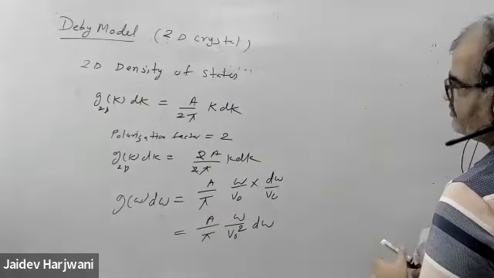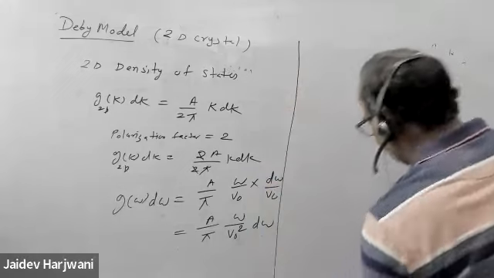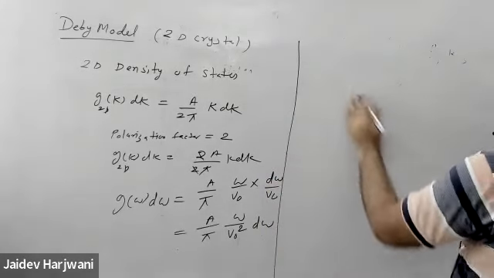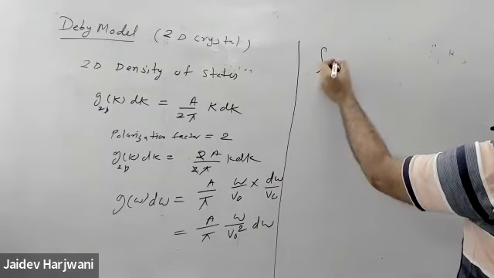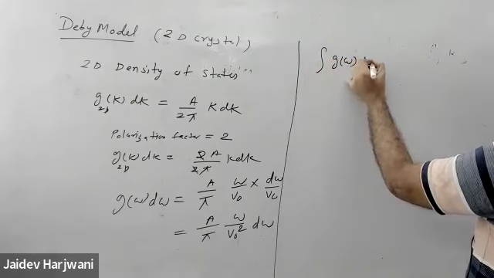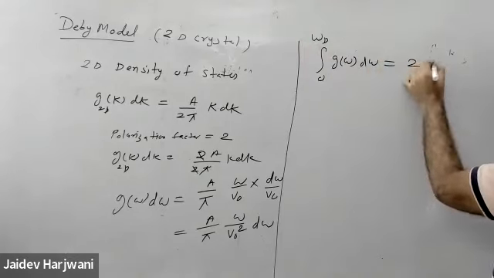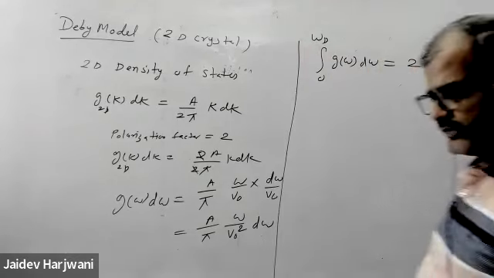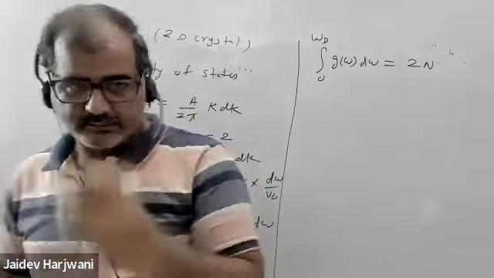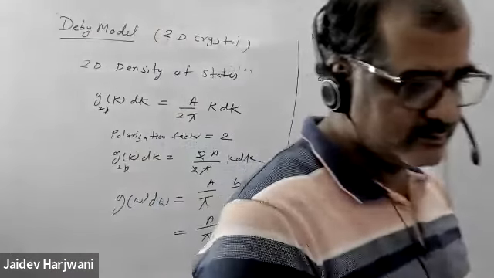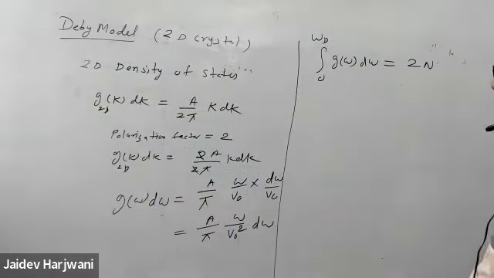Now once you know this one, you can get the Debye frequency in 2D. So you know the integral of g(omega) d omega from 0 to omega d should be equal to 2N.